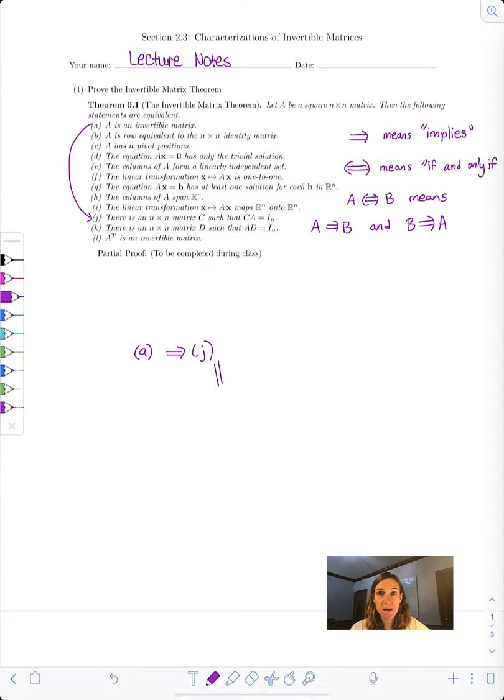So A implies J, and J implies D. D implies C. C implies B, and B implies A. So that's a little circle of implications. So once one of these is true, you know that all of them are true, because if you know D is true, well then that implies C, which implies B, which implies A. And so D then implies A. You just have to go through other intermediaries to get there.